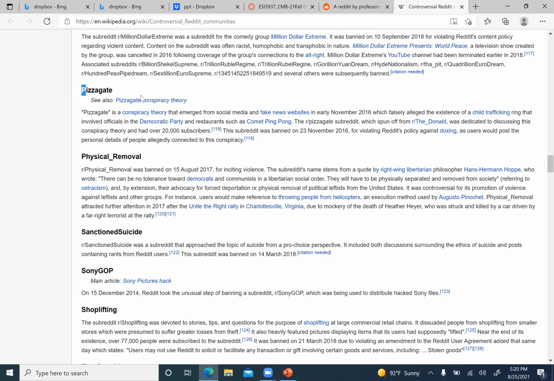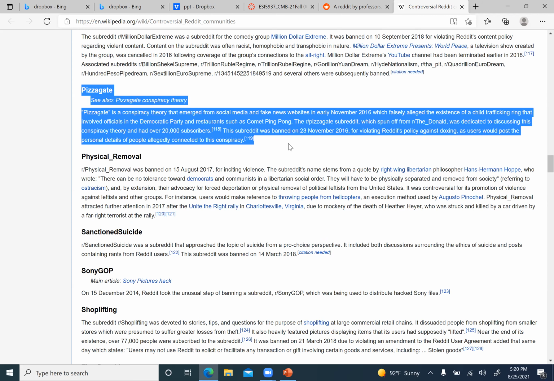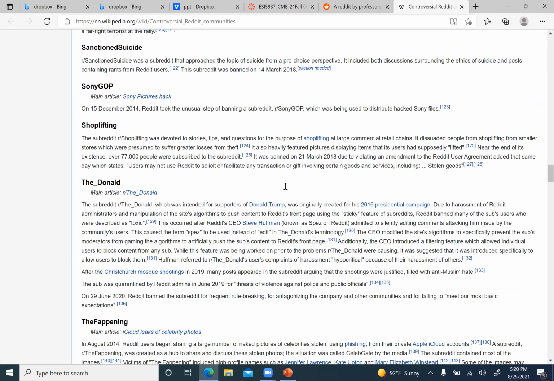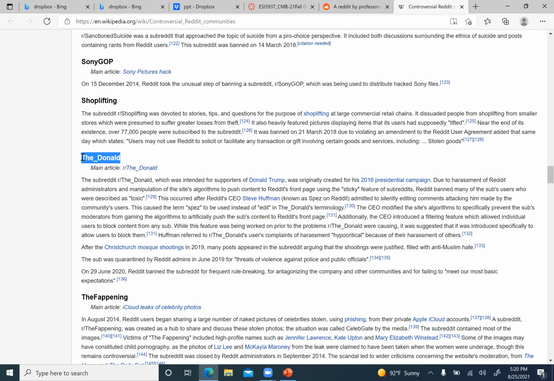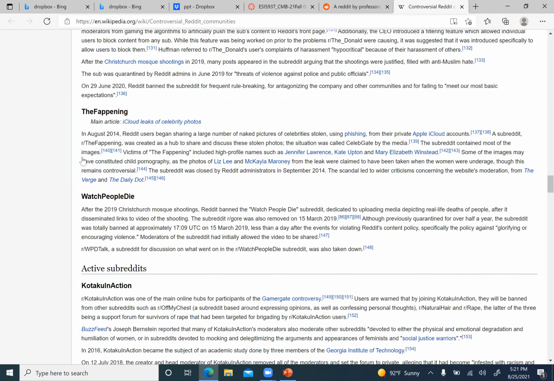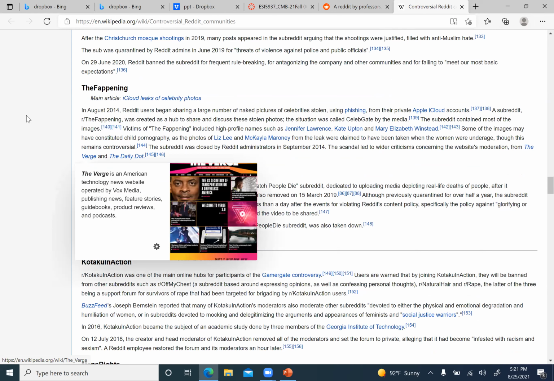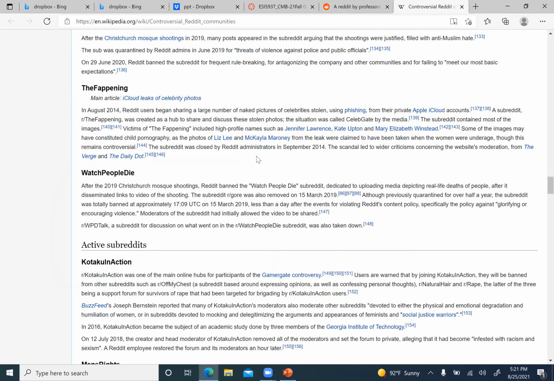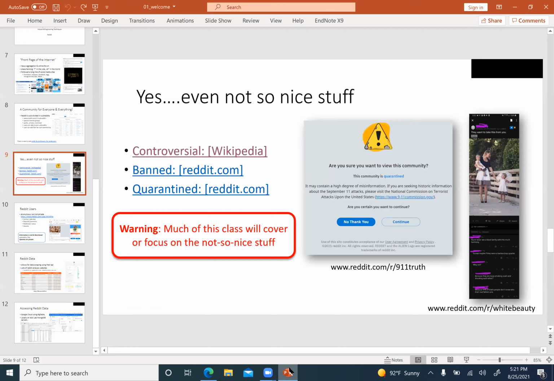Of course, the Pizzagate one is very interesting. I would love it if somebody wanted to do some work on Pizzagate and this sort of work. A recent one is the Donald, right? So the Donald was a subreddit that supported Donald Trump, right? So all sorts of stuff were certainly banned from Reddit or controversial.